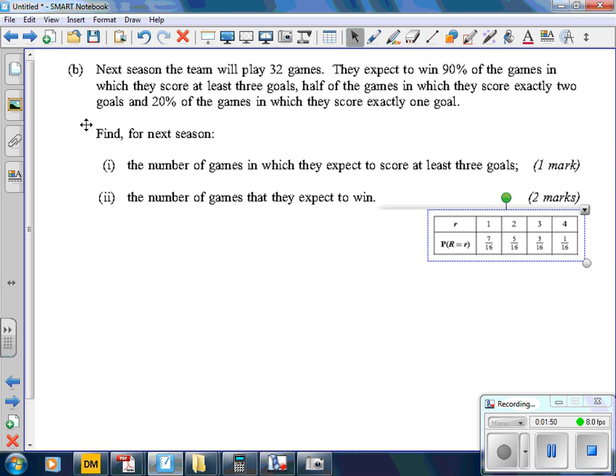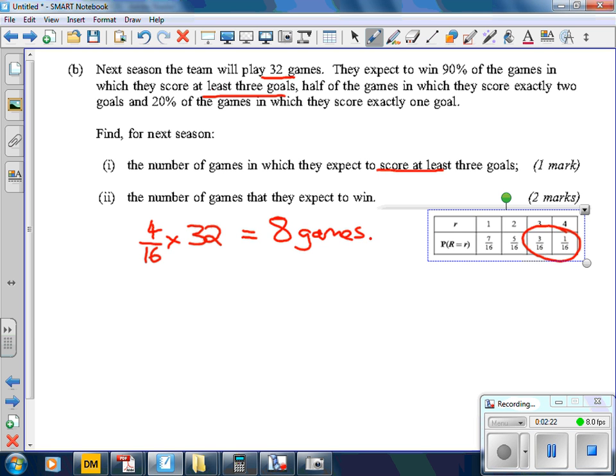Part B of this takes a bit of reading. Just read through it a few times until you totally understand it. It talks about when they score at least 3 goals, so that's this bit here in the table. The probability of scoring at least 3 goals is 4 out of 16, isn't it? And they're playing 32 games in the season, so a quarter of 32 makes 8 games. And that's just setting you up ready to do part 2 here.